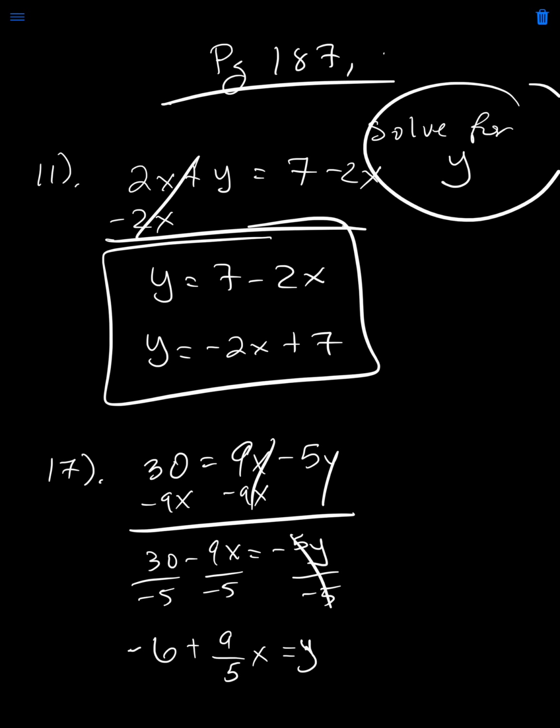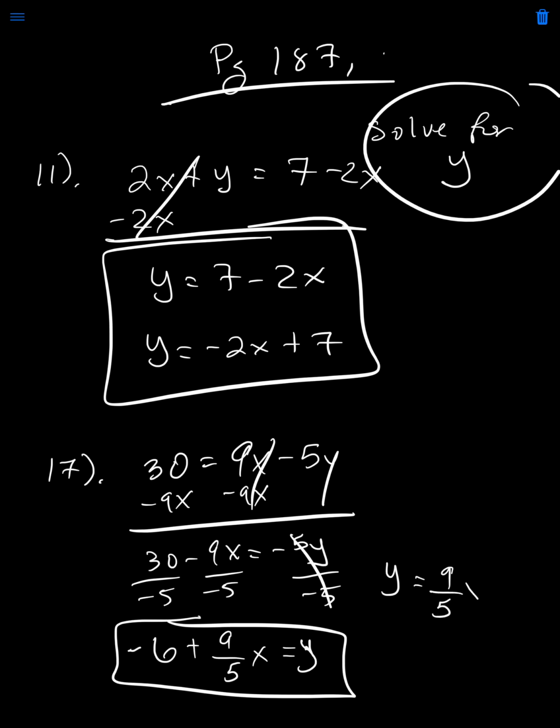Divide both sides by negative 5. 30 divided by negative 5 is negative 6, plus 9 over 5x equals y. The negatives cancel. So this is one solution. Another solution is y is equal to 9 over 5x minus 6. I just rewrote it with x in front, so it's in slope-intercept form correctly. Minus 6, okay, cool.